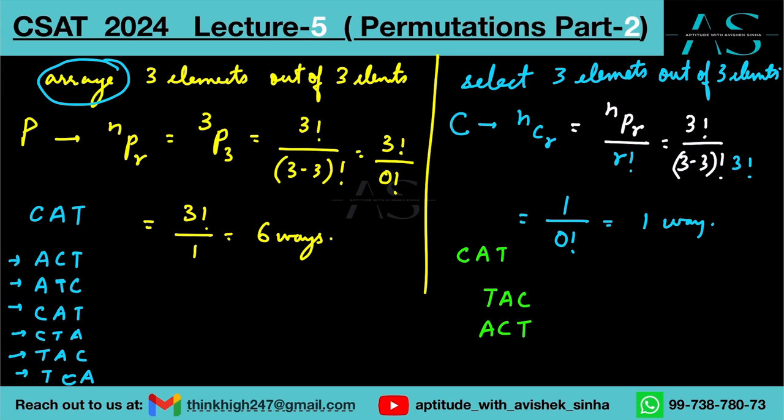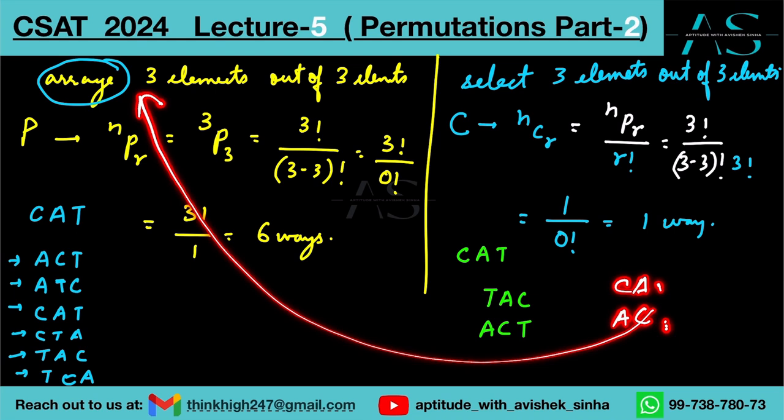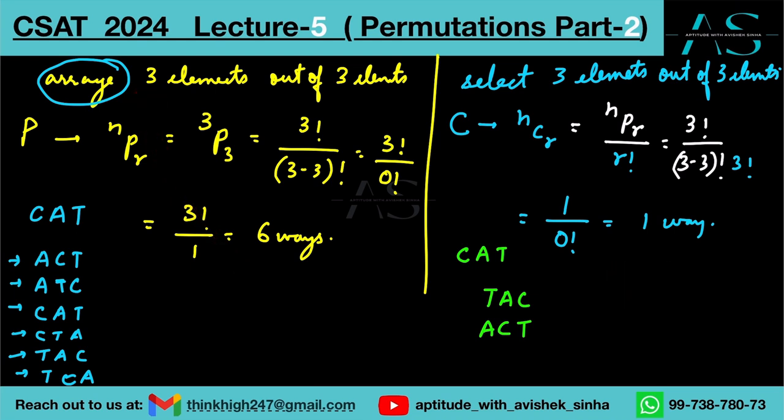What would be a different combination? If you only pick, let's say, a single element out of this, so C or CA. But CA and AC, these are not two different combinations. These are two different arrangements, but the elements are the same. Order does not matter, so they remain the same combination. I hope you have a basic understanding of the combination part as well.